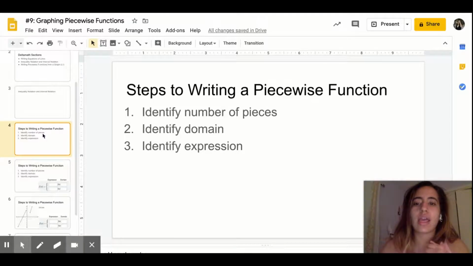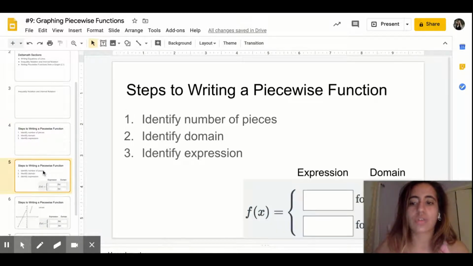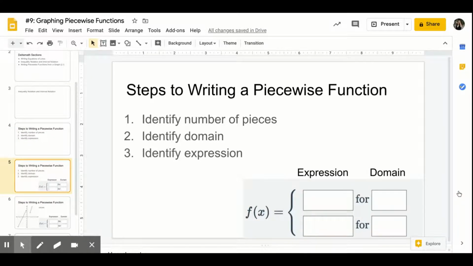Third and last thing is writing a piecewise function. So we're not exactly graphing it yet because graphing it takes a little bit more work. What you are going to do today is write a function based on the graph. So 3 easy steps. 1, you're going to identify the number of pieces there are. 2, you are going to identify the domain, so for what values it's going to be valid. And 3, you are going to identify the expression. So for this level of writing a piecewise function, let me take my little box out. The number of pieces, because it's level 1, I'm pretty sure there's only going to be 2 pieces, meaning there's 2 rows.